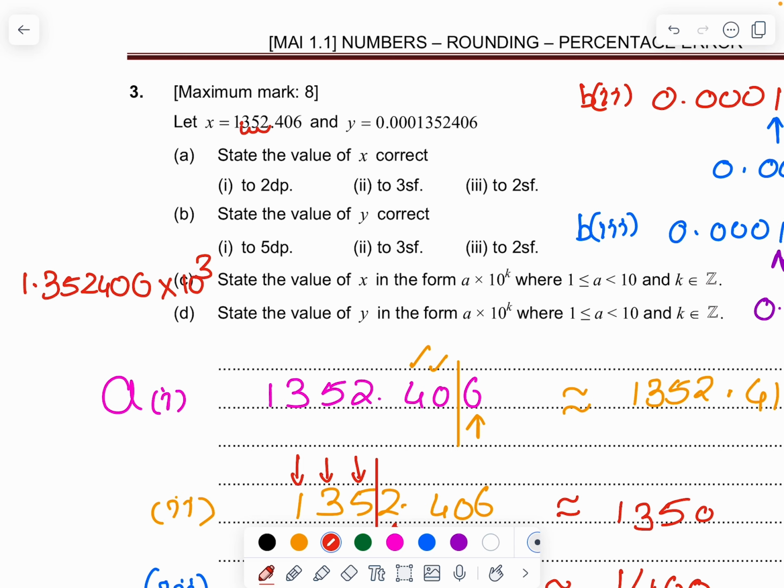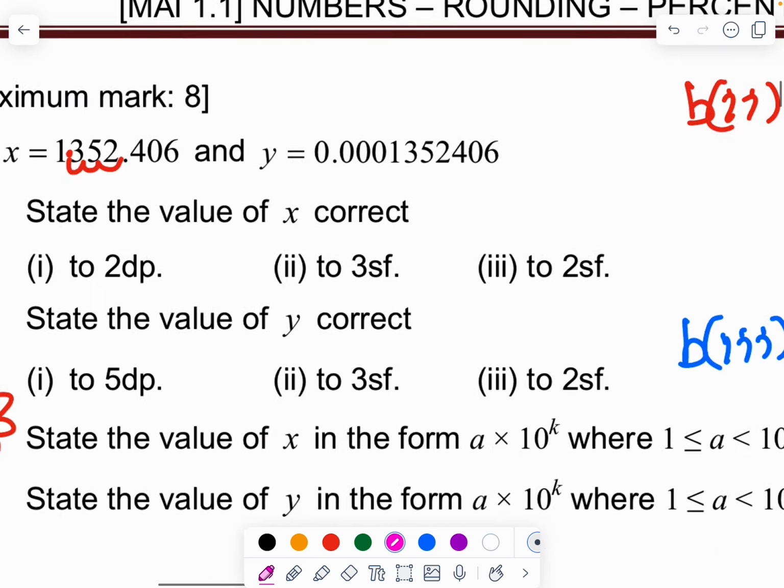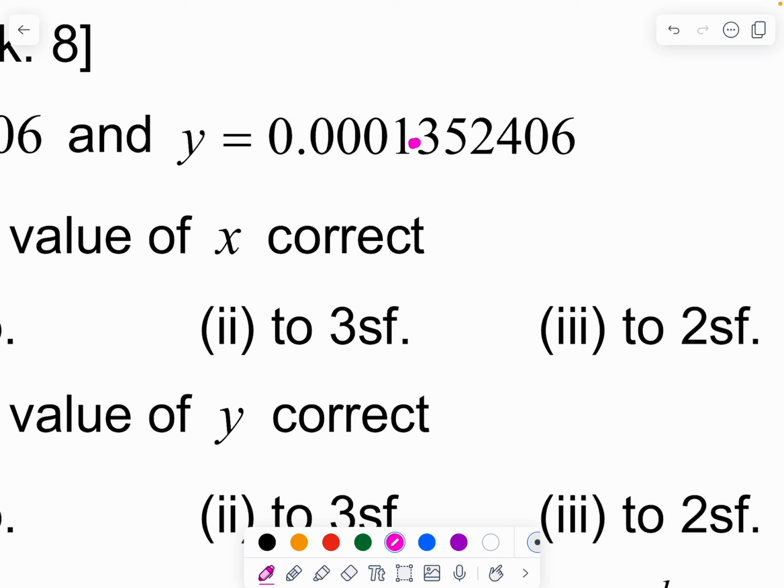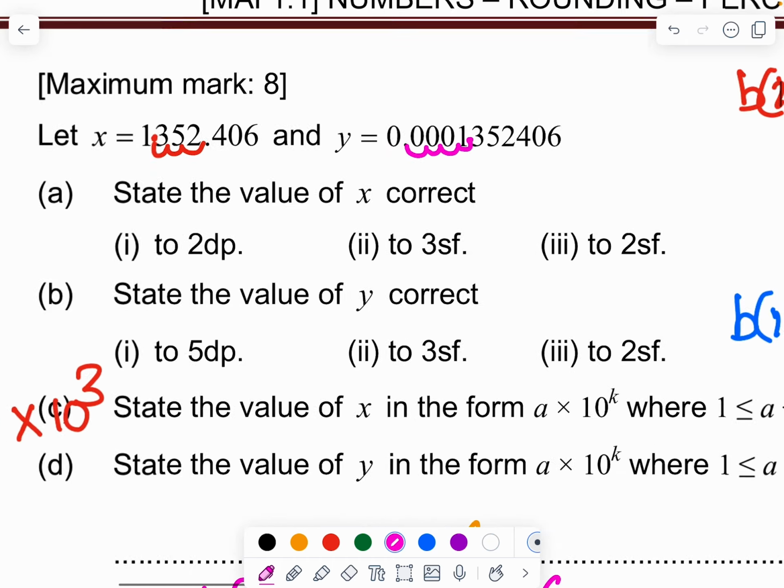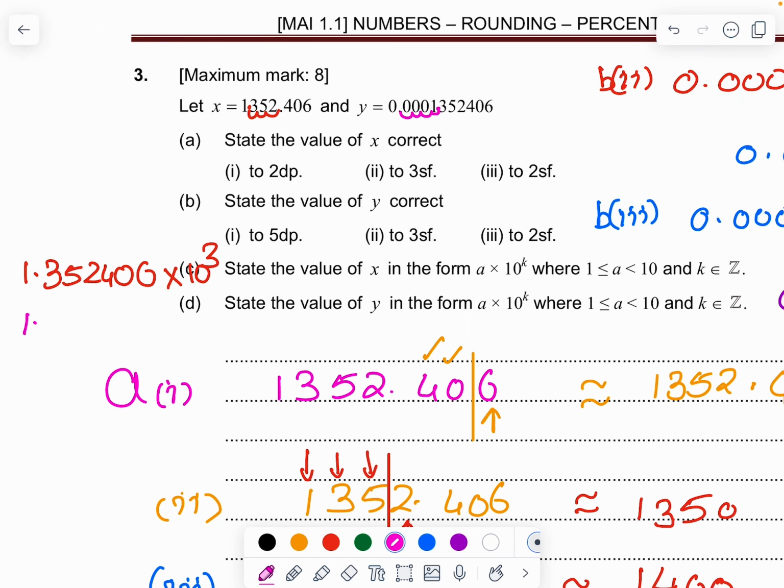Similarly, for y, the decimal point should be over here. So it should go back 1, 2, 3, 4 digits in order to become the original number. So 1.352406 times 10 power negative 4. That's going to be the answer.